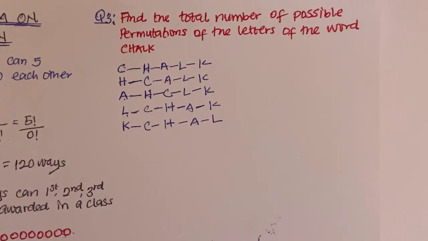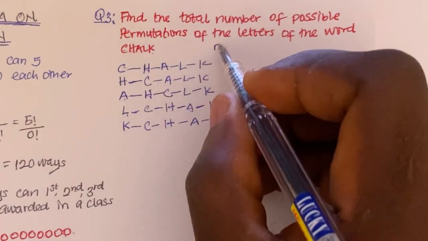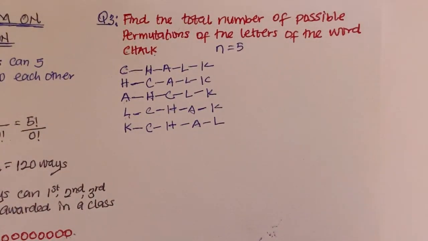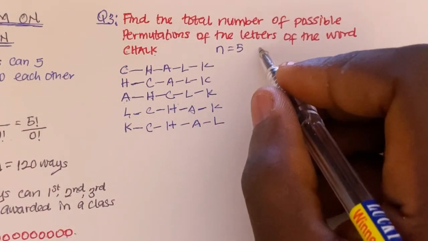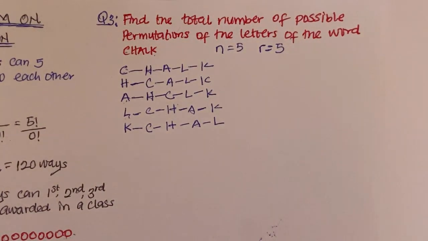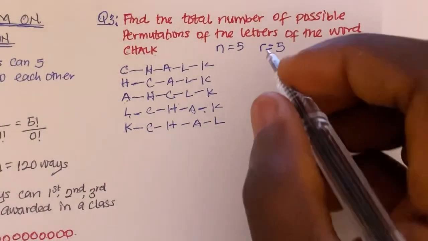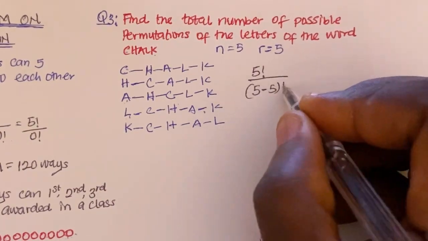But that's not the answer. Now, how many letters are present in the word chalk? We have 1, 2, 3, 4, 5. So our n is equal to 5. And if we want to arrange it, in this case our n equals 5 and our r is also 5. So now you can simply use the formula. Here we are going to have 5 factorial divided by 5 minus 5 factorial, exactly.